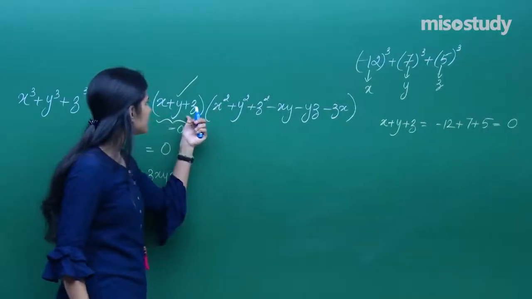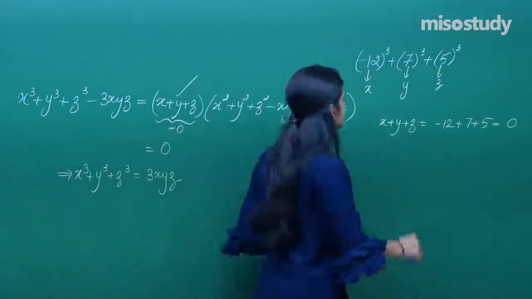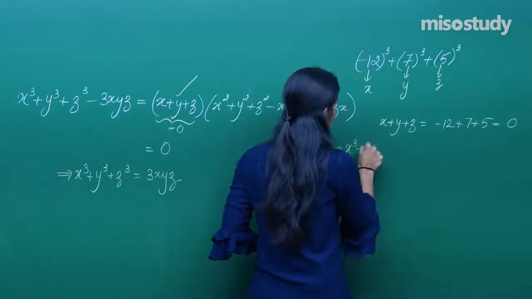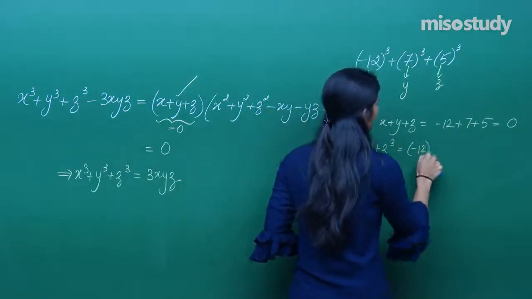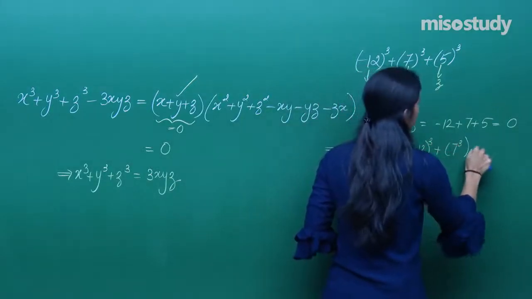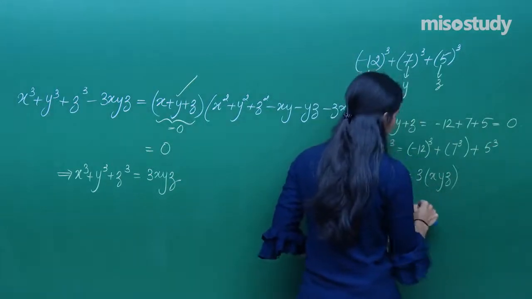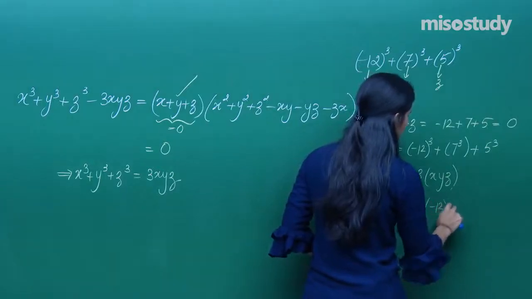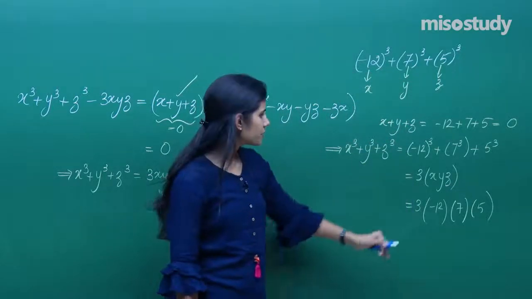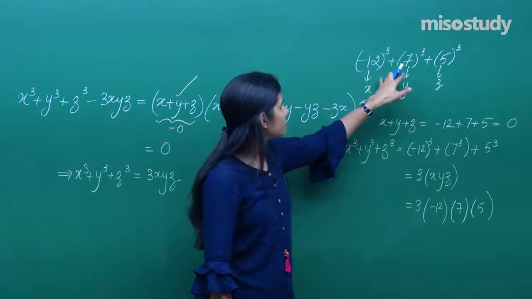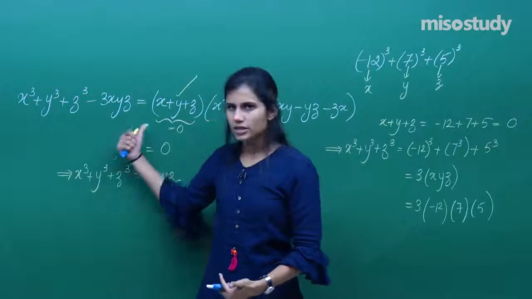The moment x plus y plus z is 0, I am able to come back to this verification that if x plus y plus z is 0, then x cube plus y cube plus z cube is 3xyz. So here x plus y plus z is 0, so x cube plus y cube plus z cube, which right now is minus 12 cube plus 7 cube plus 5 cube, will be equal to 3xyz. That means 3 into minus 12 into 7 into 5. Directly without even opening up the cubes, I have calculated the value as 3xyz because x plus y plus z was equal to 0, and that is what we just proved.